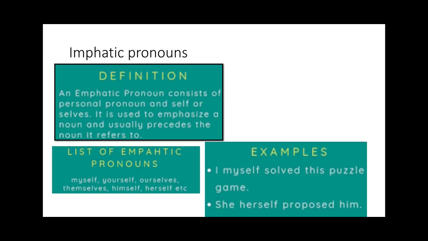Now emphatic pronoun. An emphatic pronoun consists of a personal pronoun and self or selves. It is used to emphasize a noun and is usually placed after the noun it refers to. The list of emphatic pronouns are myself, yourself, ourself, themself, himself, herself, etc.